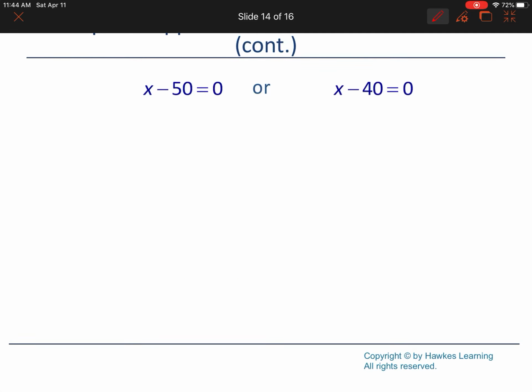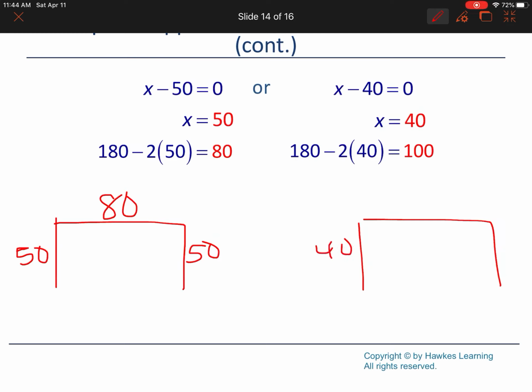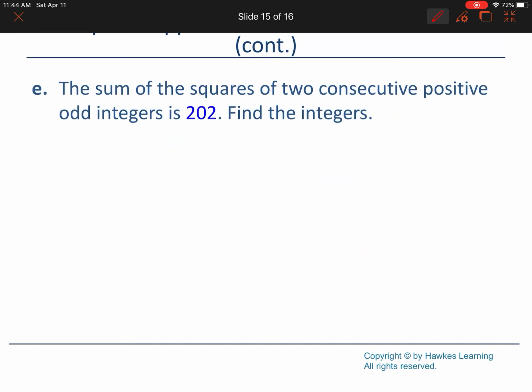We solve by taking each one of those. So it's either 50 by 80. So this would look like 50 and 80, and that would add up to 180, right? Or this one would look like 40 and 100, and that would add up to 180. So either one of these will work. I think I just wrote right where they're going to do it. All right, here's the next problem.